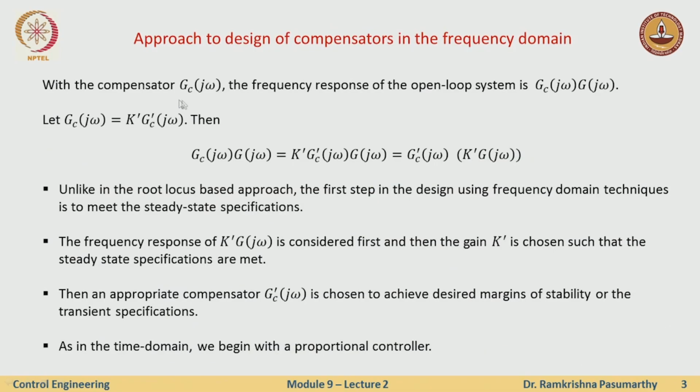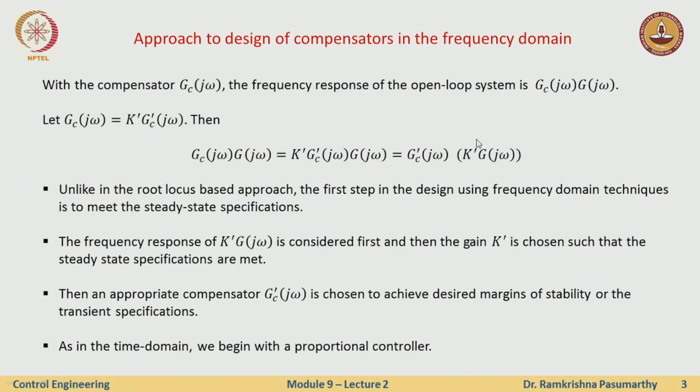Okay, so we look at the sinusoidal transfer function, and then we plot the response of Gc times G. If Gc can be written as K prime Gc prime, with the gain coming out explicitly, then Gc(j omega) times G(j omega) can be written down explicitly like this, and then this part can go into what we can also call the plant dynamics.